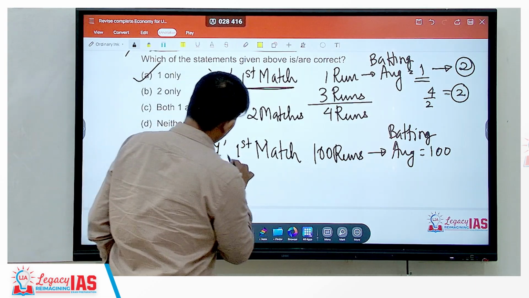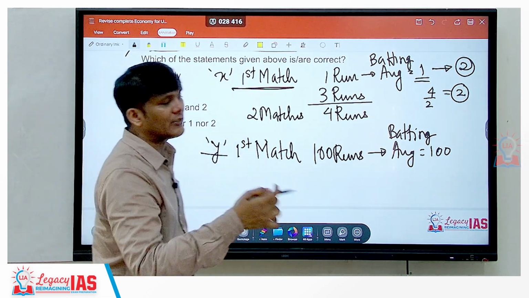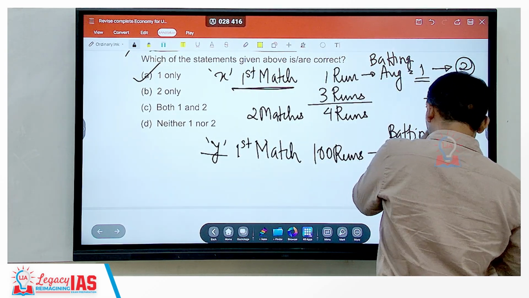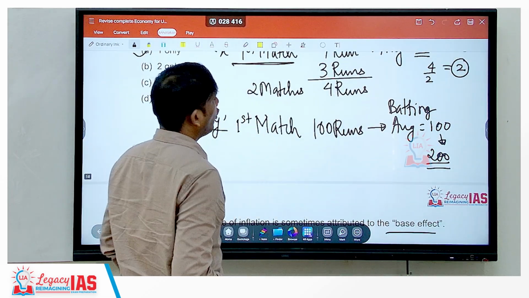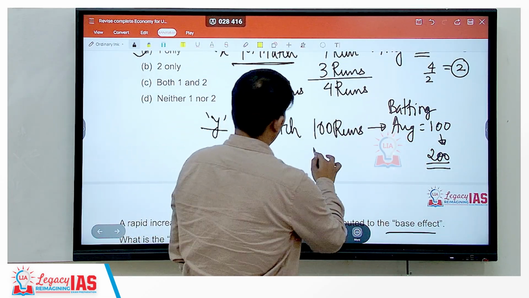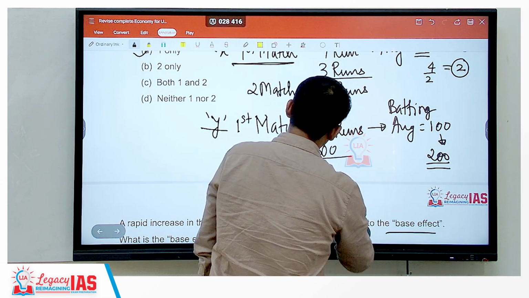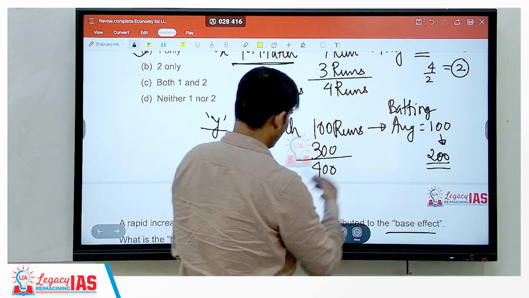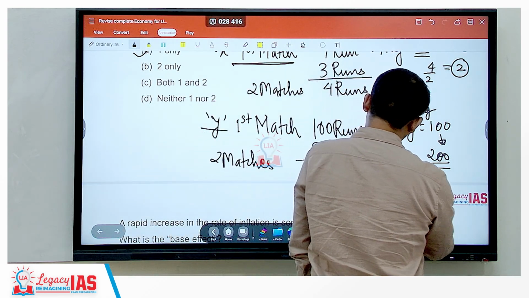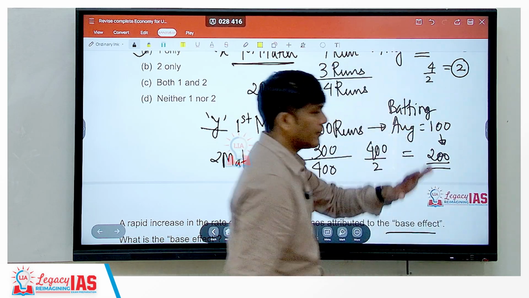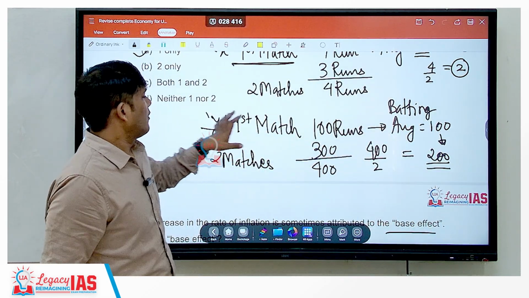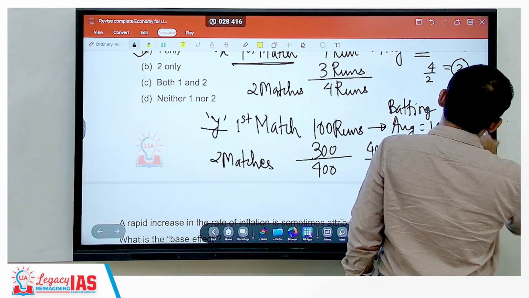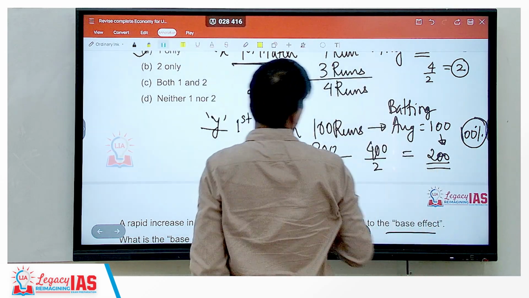Now for Miss Y to increase the batting average by 100%, she has to increase the batting average from 100 to 200. So how can she do that? She will have to score 300 runs, so that the total is 400 and the number of matches is 2. So that the average would be 400, the total runs upon 2 matches, that will be equal to 200. So just imagine, Miss Y to increase the batting average by 100%.